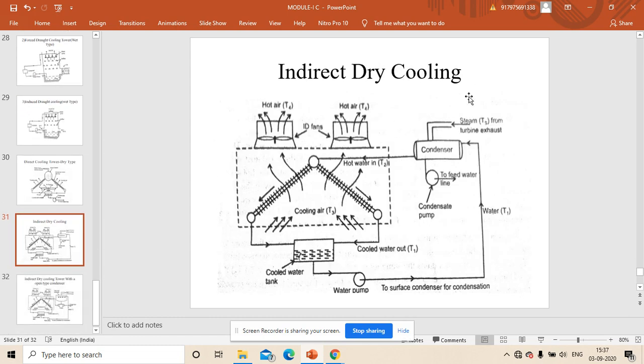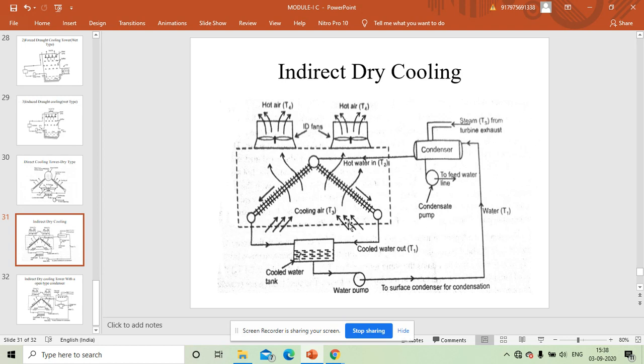And indirect cooling. Why is it called indirect cooling? A separate condenser will be there, and steam comes here, it is condensed, and it is fed to the boiler. So this is one cycle. From the boiler the steam goes to the turbine, comes out and is condensed, converted to water, and that water is fed to the boiler. So this is taking place here.